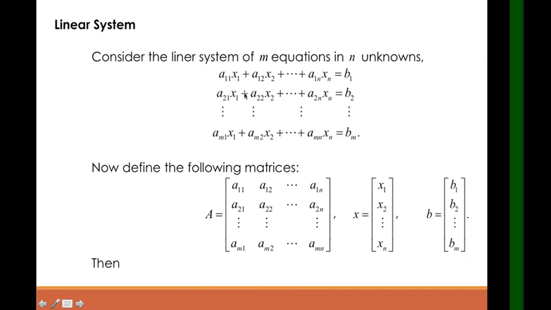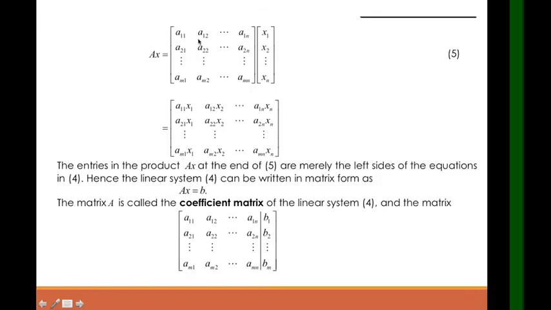Okay. Yung x sub 1, x sub 2 up to x sub n. Ito yan. So, Ax is equal to this one. A sub 11 up to a sub mn, x sub 1, x sub 2, up to x sub n is equal to this equation. Parang ganyan siya. It's just like a combination. Parang distributive. So the entries in the product of Ax at the end of 5 are merely the left sides of the equations of 4. Hence, the linear system 4 can be written in a matrix form as Ax equals b. The matrix A is called the coefficient matrix of the linear system 4.